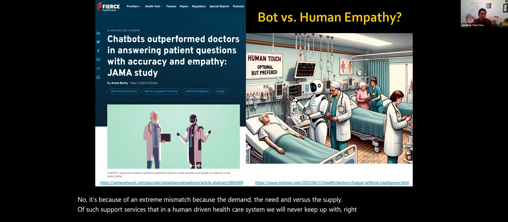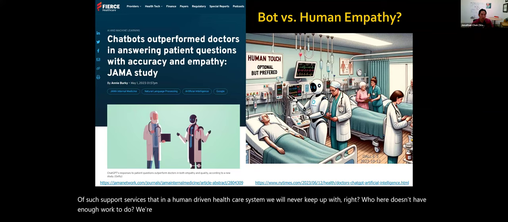Who here doesn't have enough work to do? We're always overwhelmed. We'll never be able to keep up with it, and we're still not seeing as many patients as we really should be.